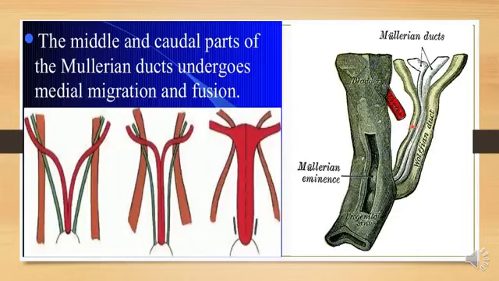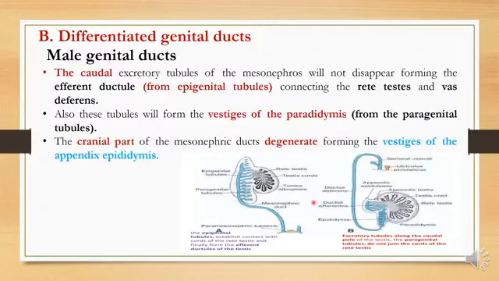Right and left Mullerian duct fused forming the uterine canal. Now, differentiated genital duct. First, the male genital duct.